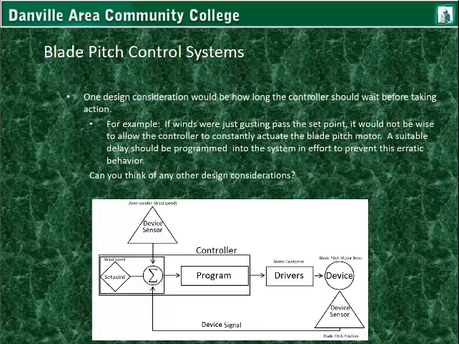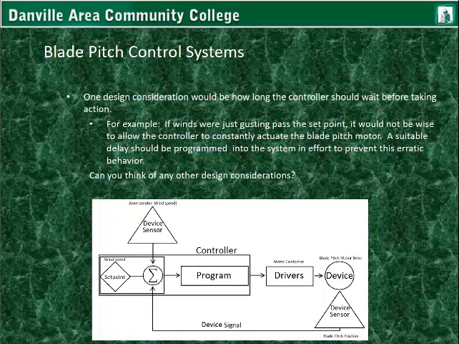One design consideration would be how long the controller should wait before taking action. For example, if winds were just gusting past the set point, it would not be wise to allow the controller to constantly actuate the blade pitch motor. A suitable delay should be programmed into the system in an effort to prevent this erratic behavior.